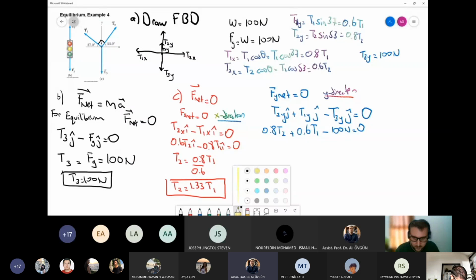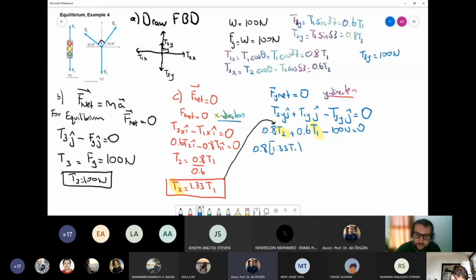There are two unknowns. So what are they? T2 and T1. So how can you find it? You must use this quantity and plug it into this equation. Take this one and put it here. So after that, what are you going to find? 0.8 times T2. What is the T2?